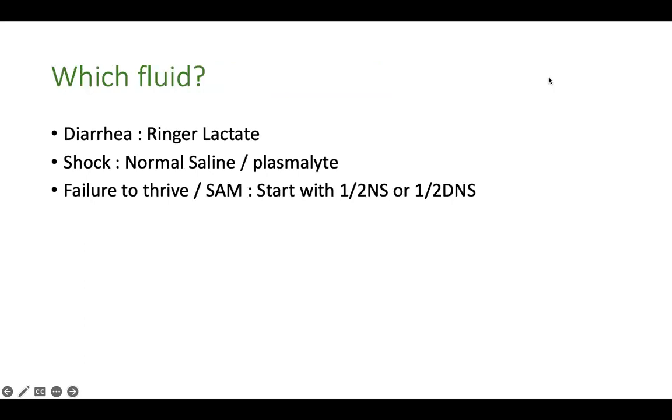Which fluid will you use to rehydrate a child with hyponatremia? If it's diarrhea, you can use ringer lactate. If the patient is in shock, you can use normal saline or plasmalyte. But if the patient has failure to thrive, our 2-month-old child is only 2.5 kg, if the child has severe malnutrition, if the child has failure to thrive, it is always better to start your rehydration with half normal saline or half DNS. You can remeasure the sodium 2 hours later and decide whether you want to change the fluid or not.